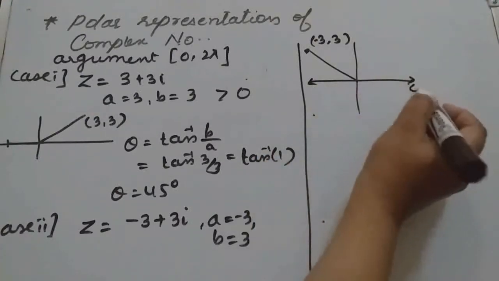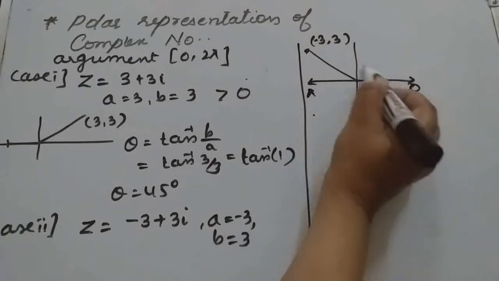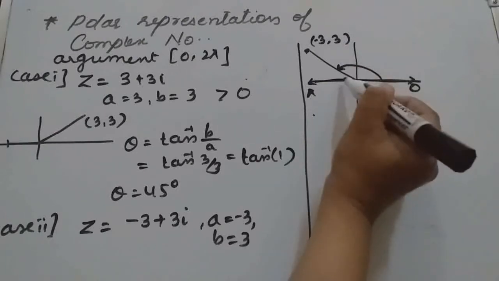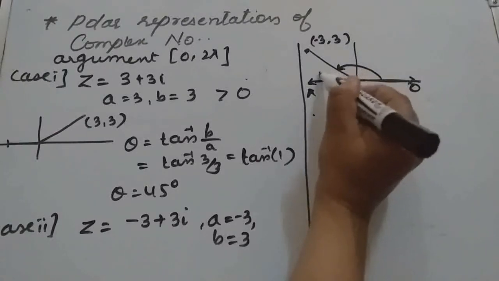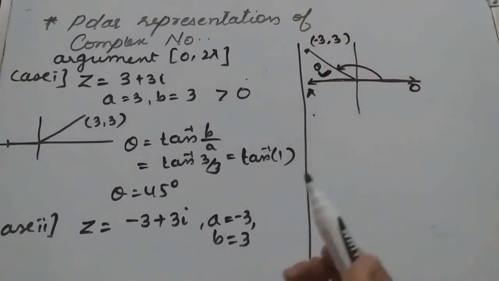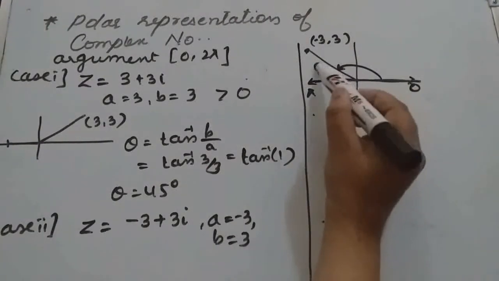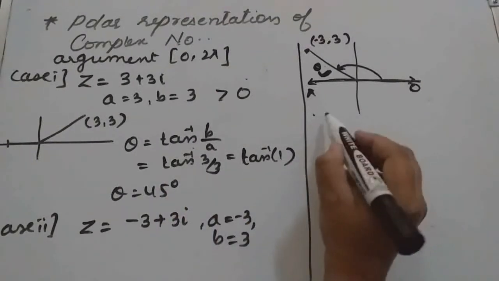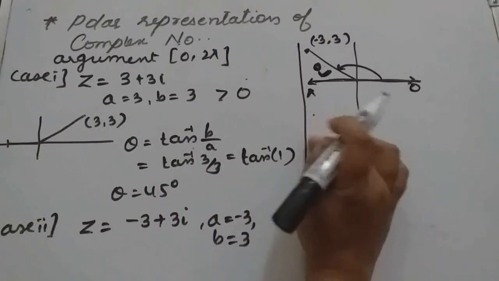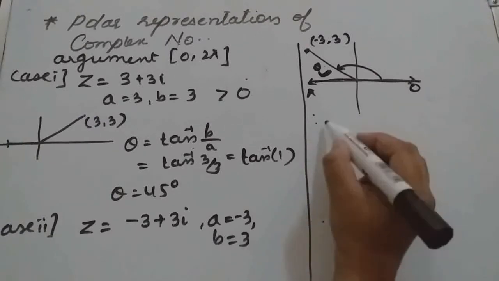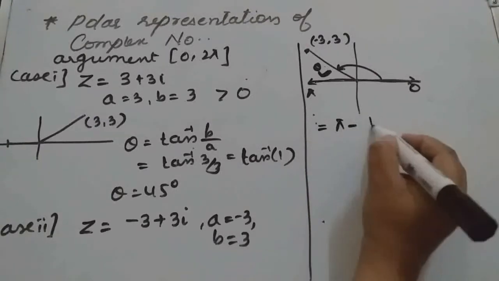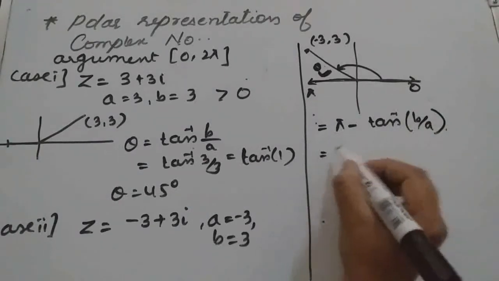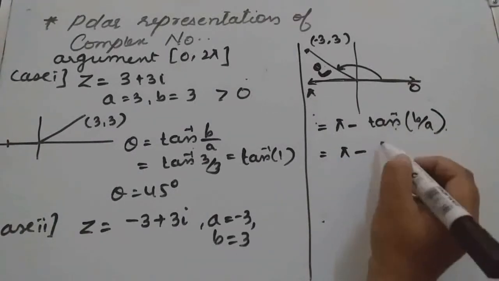See, this is pi. So we want to know this angle, isn't it? So pi minus this angle we can do here, pi minus theta, isn't it? So pi minus theta. So theta is what? Tan inverse B by A. So for this we can write, argument of Z is pi minus tan inverse B by A.